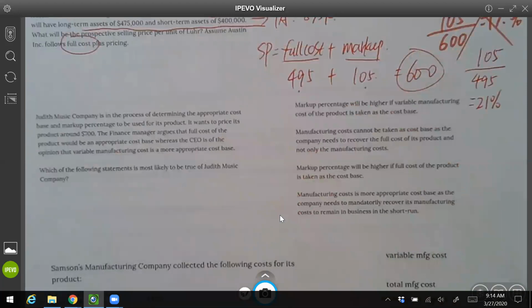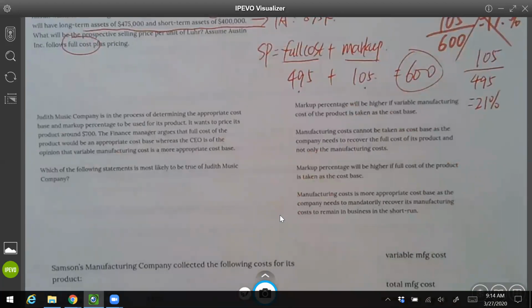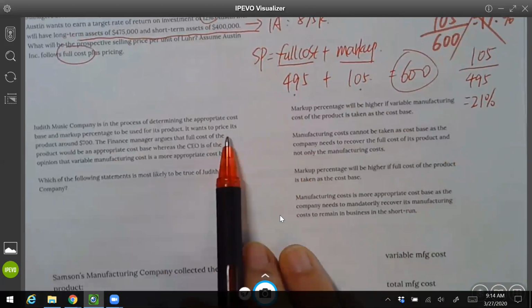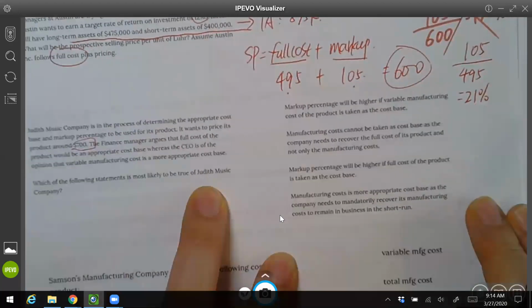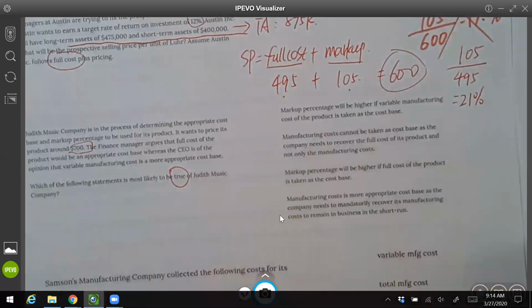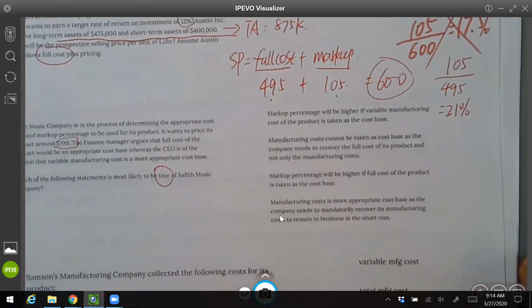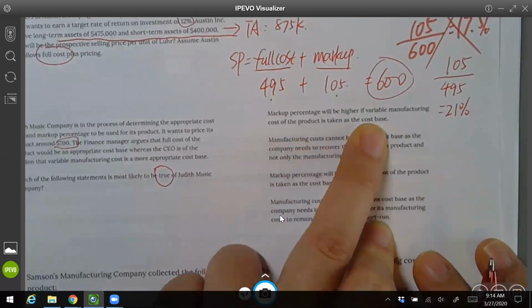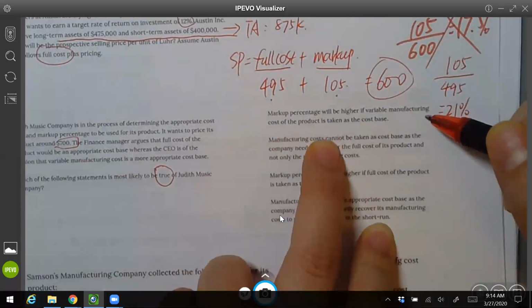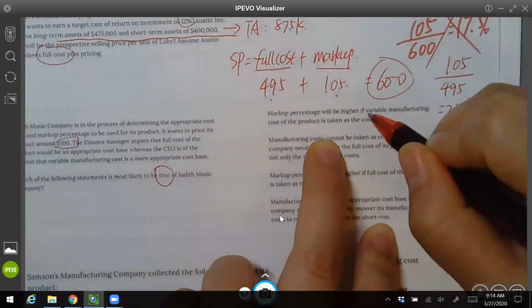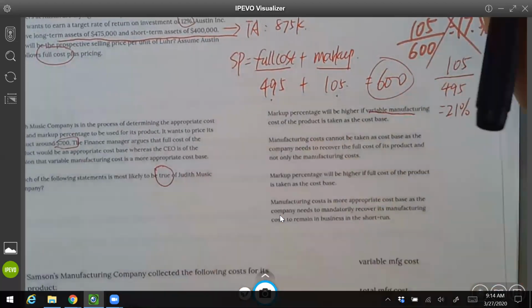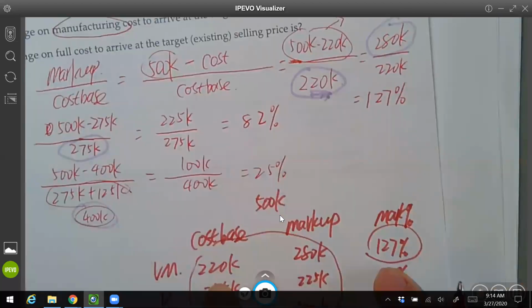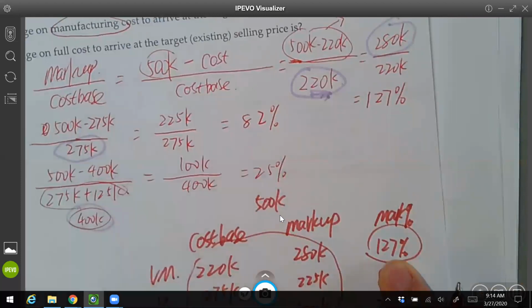The last two are straightforward, basically just the concept. So you have a selling price will be this, right? So we look at which one is true, asking which one is true. Markup percentage will be higher if variable manufacturing costs are taken as, hey, this is right? Seems this is right. Variable manufacturing, we said if the base is small, we will have a large markup percentage. I think this one is right.